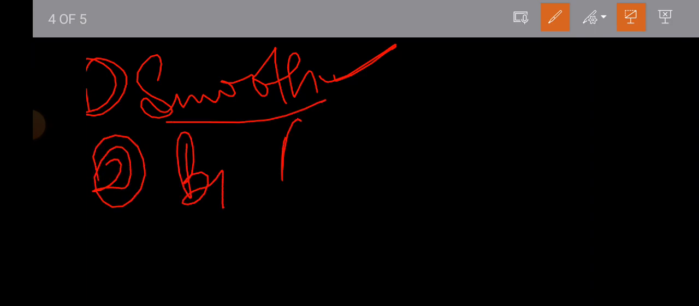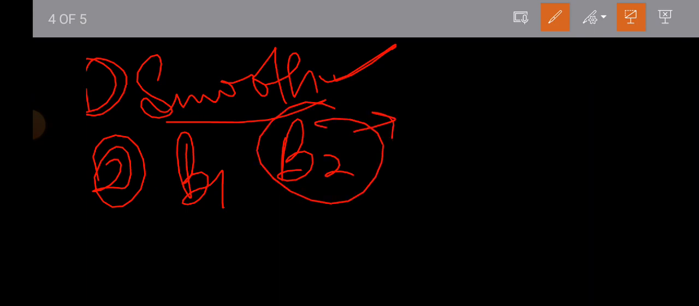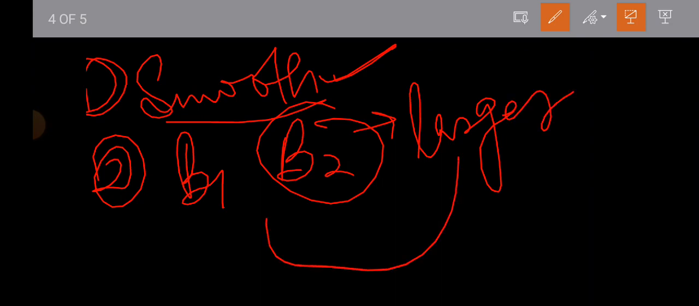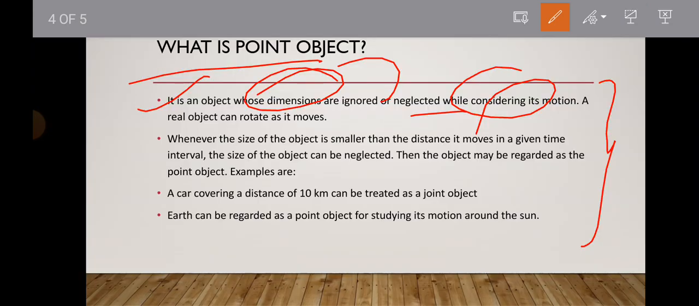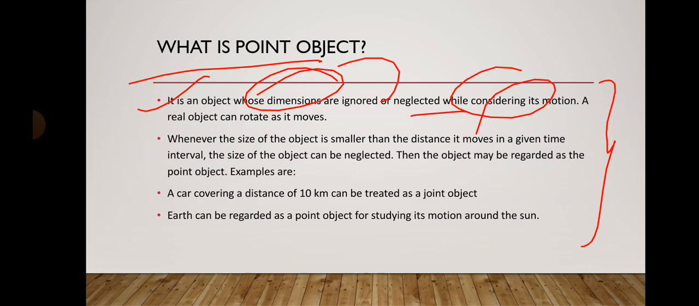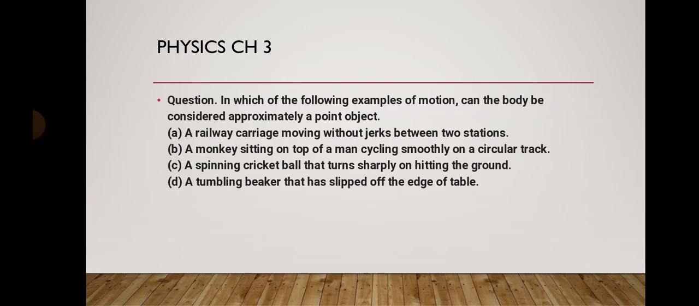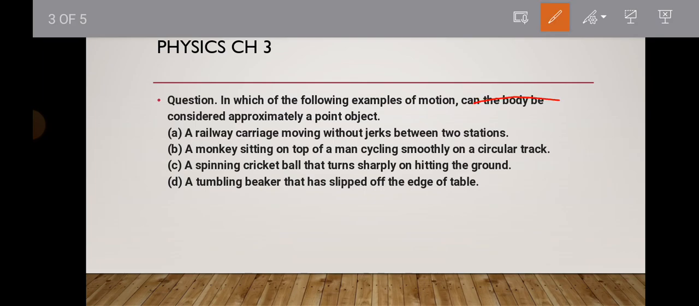So I just told you the trick. First condition: the path should be smooth. Second condition: the distance of body 2 should be larger than the distance of body 1. These are the conditions under which you can consider the body to be approximately a point object.